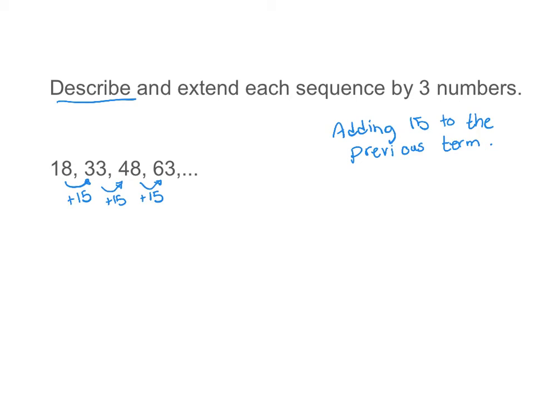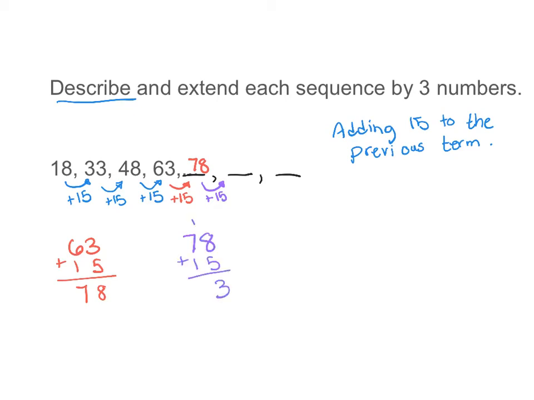So if I start with 63, I'm going to put a line here, and we want 3 different ones. So I'm going to add 15. What is 63 plus 15? Well, this is 78. The next one, I would have to add 15 to the 78. So I have 78 plus 15. That would be 93.